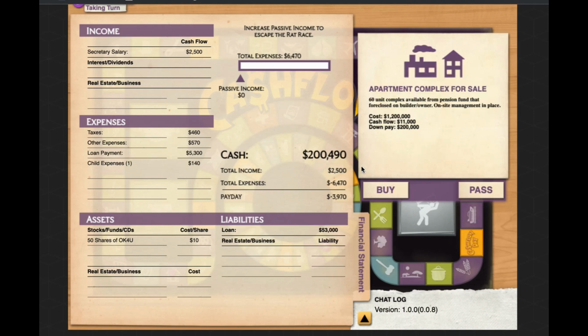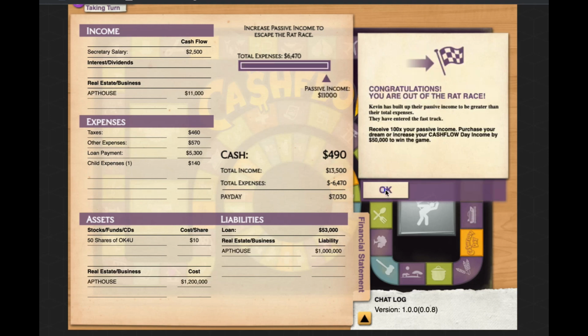So I have the $200,000. I will buy, and now that puts me at negative $3,000. My total expenses are $6,000, but it's $11,000 cash flow. So I'll buy it, and now I'm out of the rat race. Okay? With a $7,000 payday.